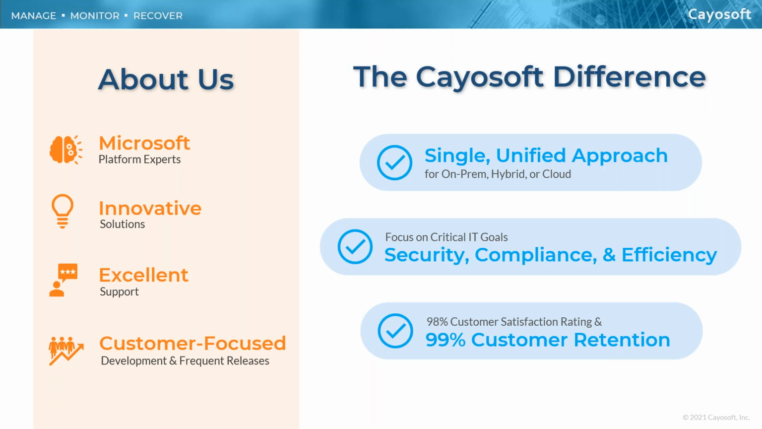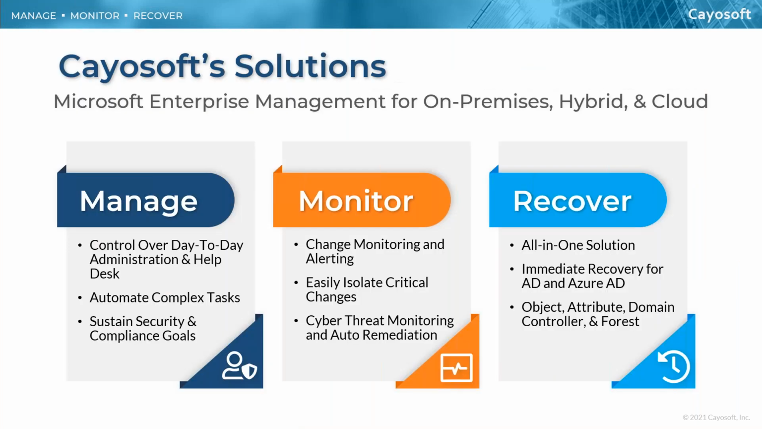We don't just manage on-premise. We don't just manage cloud. We manage it all as one continuum. So we're there at every step of your journey, whether you're on-premise, you're in hybrid mode, or you're going to cloud-only mode. Cayosoft is there at every step. Now, in particular, we have 3 categories of functionality: management, monitoring, and recovery.